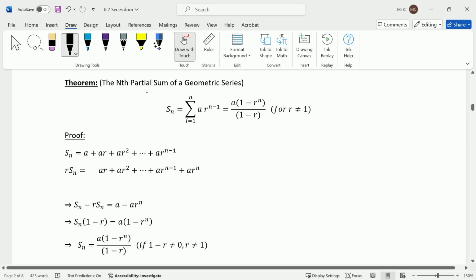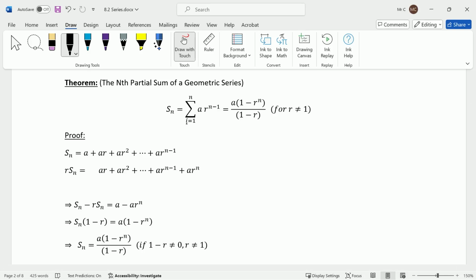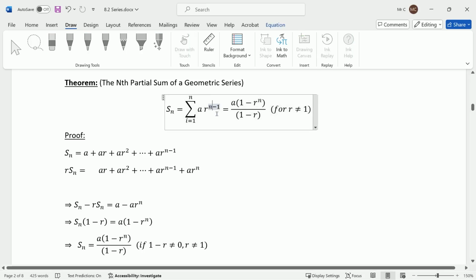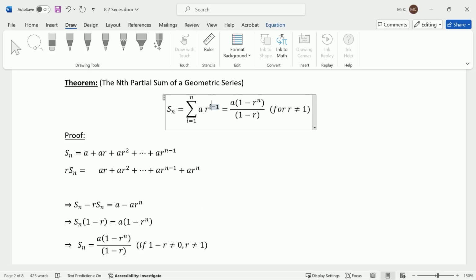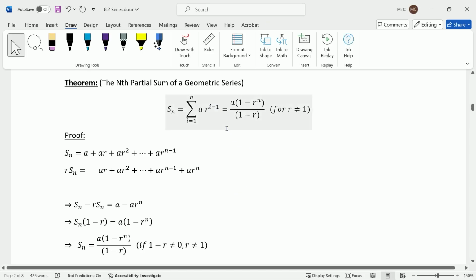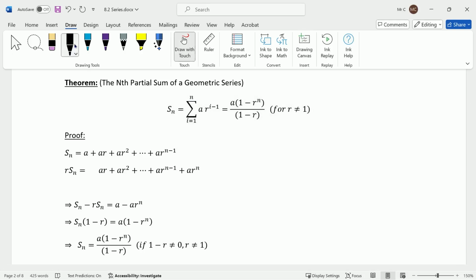So theorem: the nth partial sum of a geometric series is S sub n equal to the sum from i equals 1 to n of a times r to the i minus 1. That should have been i minus 1, because what's varying here is i, and n is our stopping point for our sum in this case, equals a times 1 minus r to the n over 1 minus r.